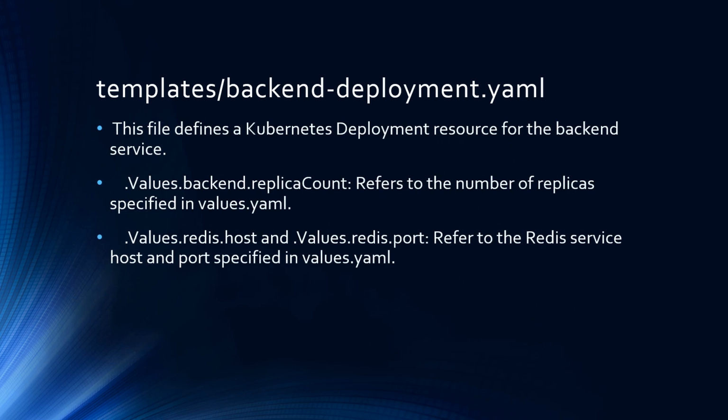Moving on to the backend deployment.yaml, this template showcases how to configure a more complex deployment that interacts with other services. Key points in this template include dynamic replica count through .Values.backend.replicaCount, environment variable configuration for Redis connection details, and container port exposure for service communication. The environment variables REDIS_HOST and REDIS_PORT demonstrate how Helm templates can configure service discovery. This is crucial in microservices architectures where services need to communicate with each other.